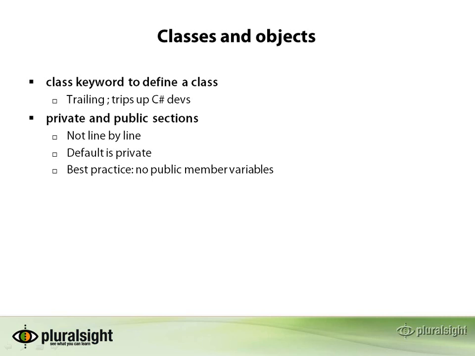C++ won't stop you from declaring public member variables, but you shouldn't. You should have private member variables and a mix of public and private functions depending on your design, your architecture, what they're used for. So functions that you're offering to other classes to use will be public, and those that are kind of your own convenience functions will generally be private.